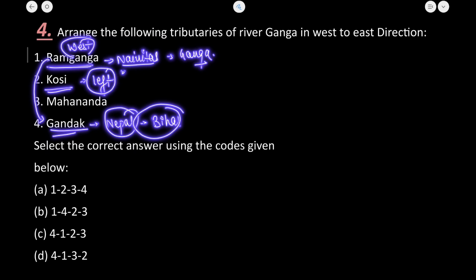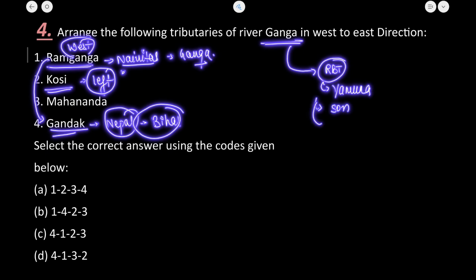Just remember, I have told you some of the information about the right bank tributaries of river Ganga. So let us revise these right bank tributaries here only. The right bank tributaries of river Ganga are the Yamuna river. Then I mentioned the river Son. Then there is a tributary called Kiul, then Punpun. You don't need to know all of this, just have a brief idea.